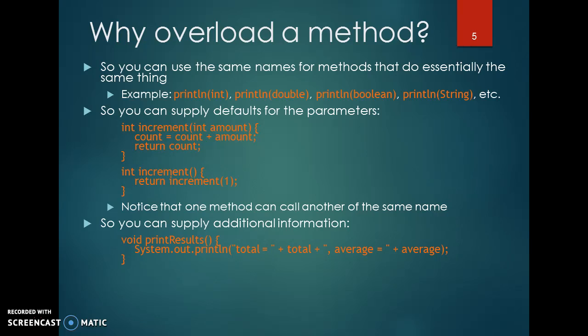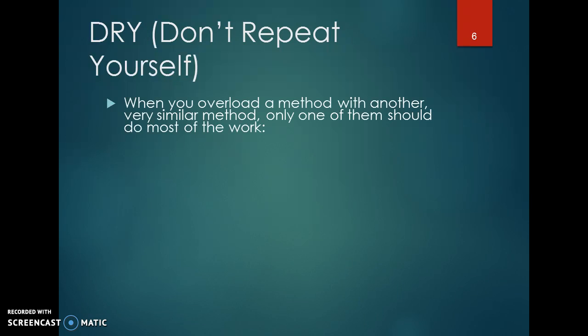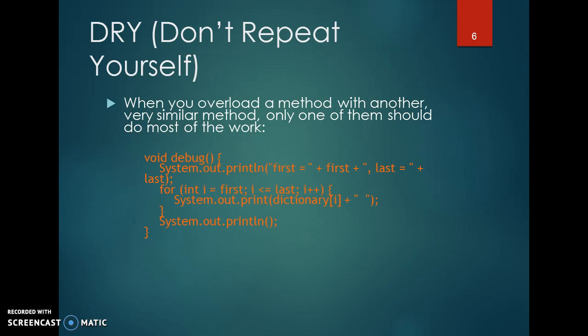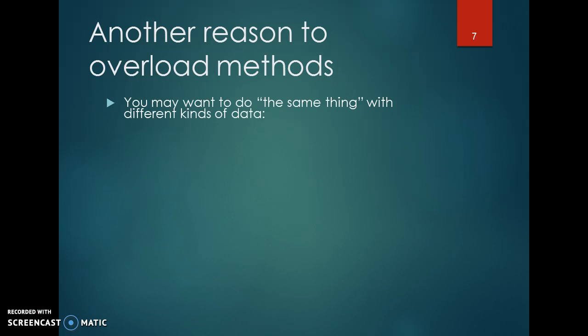Void printResult, System.out.println, so I can print the values. The main purpose is DRY, which means you should not repeat yourself. So when you overload a method with another very similar method, only one of them should do most of the work. Exactly like this example. Another reason to overload a method is that you may want to do the same thing with different kinds of data.